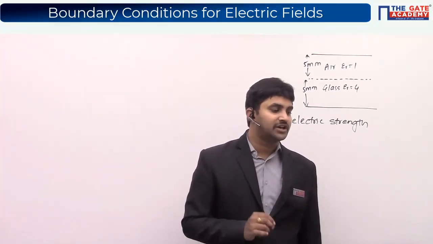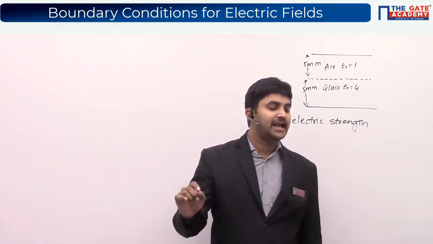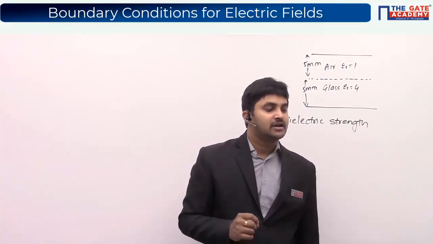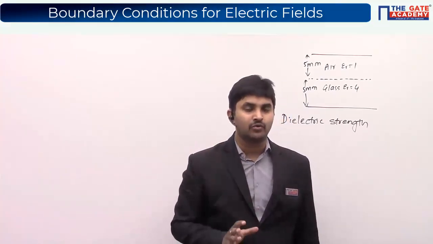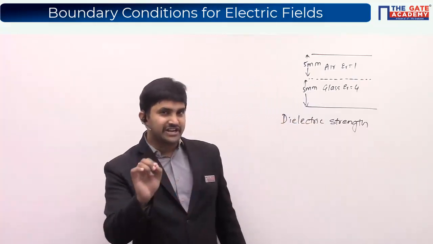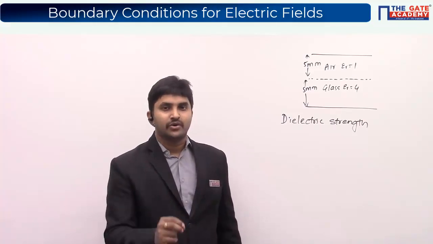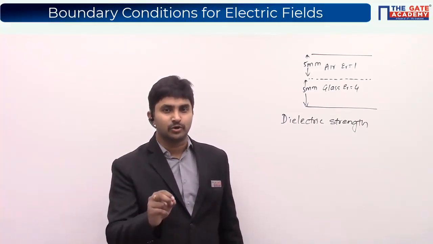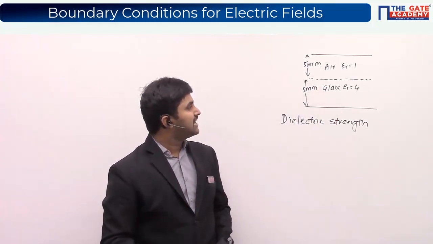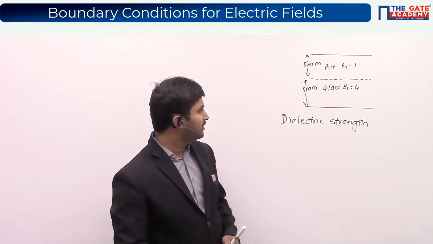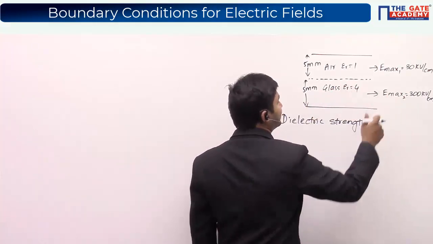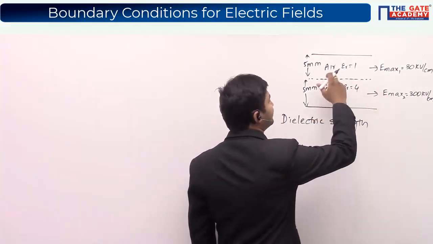Now, the question asks for the maximum voltage in kilovolts which can be applied across the capacitor without breakdown. Based on the data given regarding the dielectric strength, which is going to be stronger and which one is going to be weaker? We have two dielectrics here, one is air and the other is glass. So which dielectric is stronger from the values given? The stronger one is glass, because it can withstand more electric field. So the stronger one is glass and the weaker one is air.